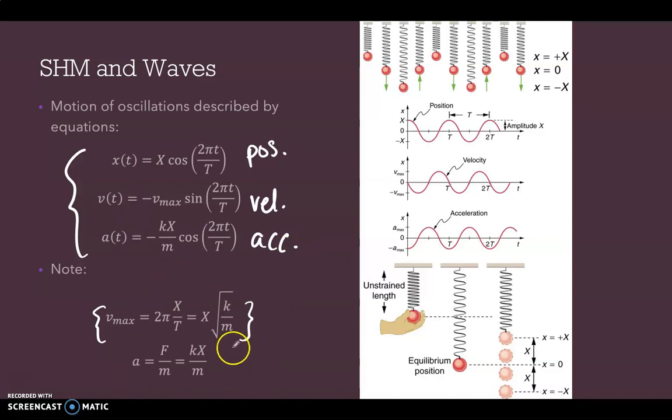And I have put down here what the acceleration is. We just want to note that acceleration in general is equal to F over m. That was given to us by Newton's second law. And then the force in this type of motion is k times the amplitude. So this is just another way of saying the acceleration. Okay, so we're going to continue this in the next video.